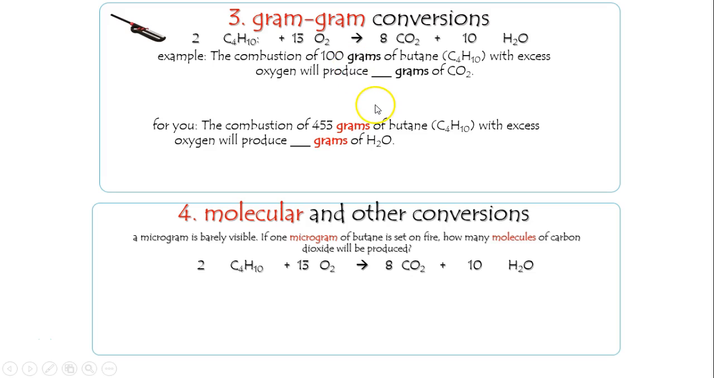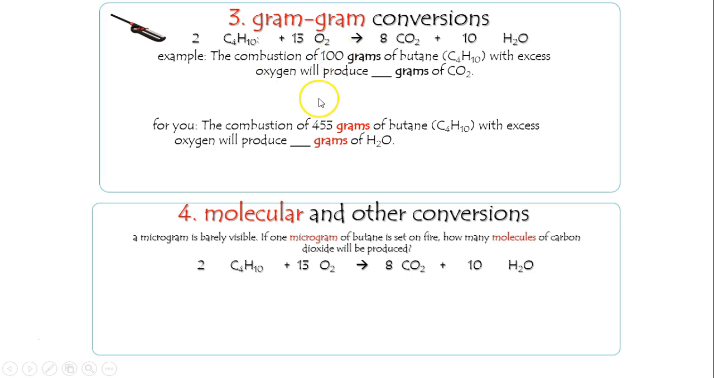Now, of all those types, gram to gram are by far the most common because that's where you really have a balance and you can do the chemical reactions. Notice how practical this is. The combustion of 100 grams of butane, imagine a big lighter with all sorts of butane in it, with plenty of oxygen, and that's usually the case, right? You're burning it in the air. It doesn't limit the reaction, so we don't worry about it. We'll make how many grams of carbon dioxide? I like this, right? Everything's weighed, everything's actually doable.